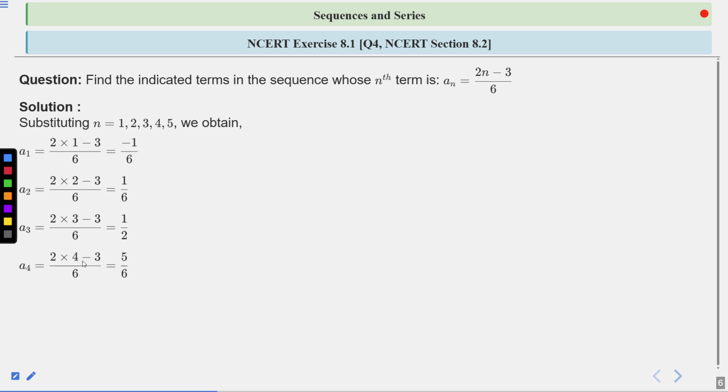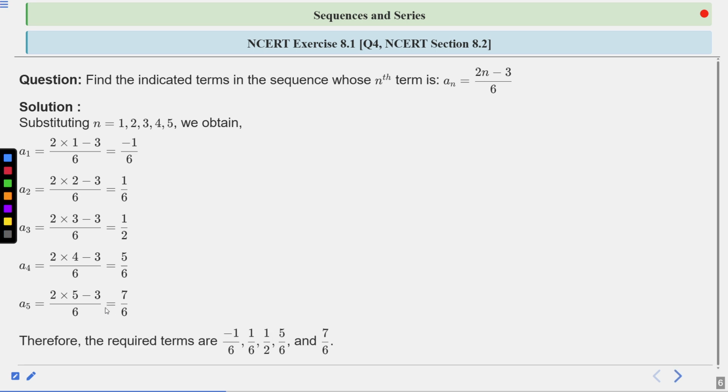A4, 2 times 4 minus 3 by 6, which is 5 by 6. So fourth term is 5 by 6. A5, which is 2 times 5 minus 3 by 6, which is 7 by 6. So fifth term is 7 by 6. So in this case, we are having first 5 terms, minus 1 by 6, 1 by 6, half, 5 by 6 and 7 by 6. I hope the explanation is clear. Moving to next.